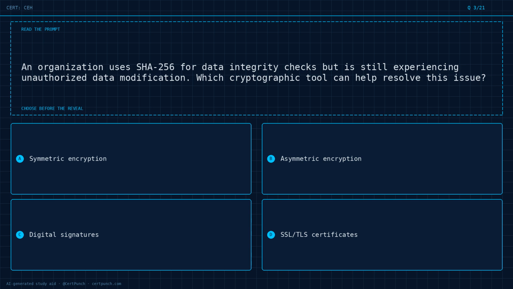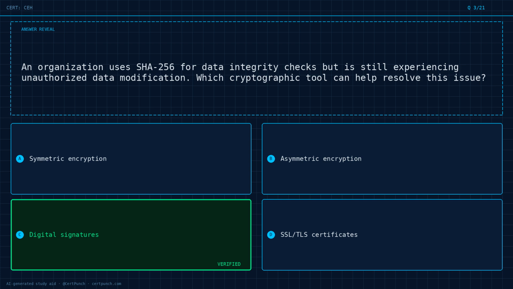Question 3 of 21. An organization uses SHA-256 for data integrity checks, but is still experiencing unauthorized data modification. Which cryptographic tool can help resolve this issue? Option A, symmetric encryption. Option B, asymmetric encryption. Option C, digital signatures. Option D, SSL/TLS certificates. Choose the best answer before the reveal. Commit to it now.